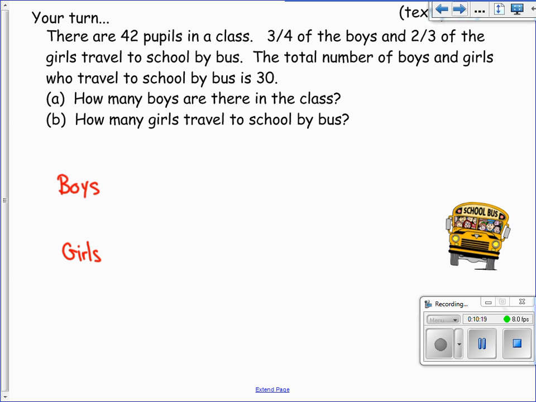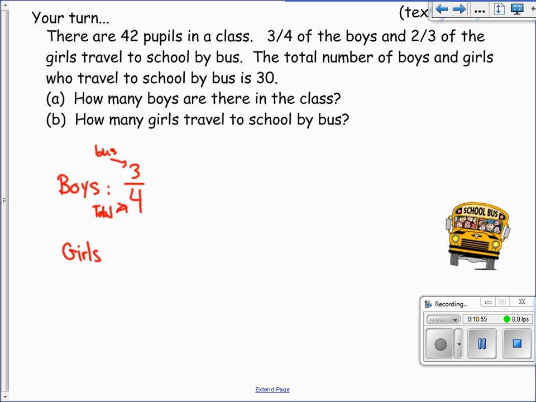All right. What do we know about the boys, Mikey? 3/4 of them. What does the 3 represent? How many of the boys out of the entire class? Is it out of the ones on the bus? That's how many boys are on the bus. Those are the bus riding boys. What does the 4 in this fraction represent, Jack? The total number of boys. Total boys.